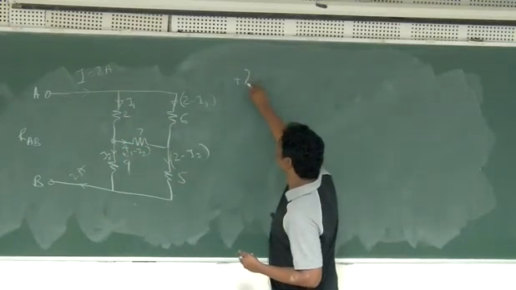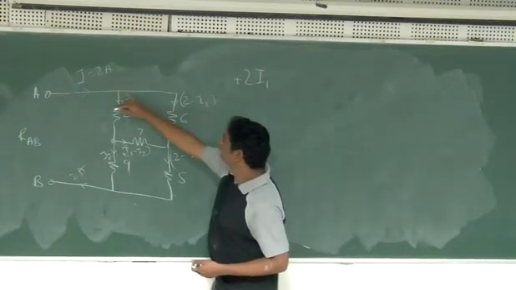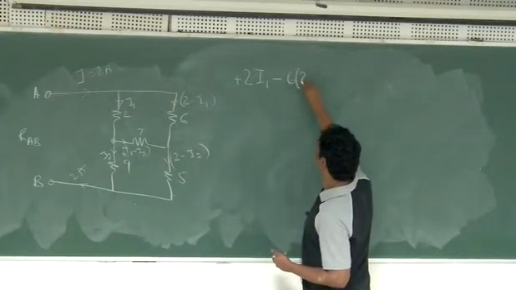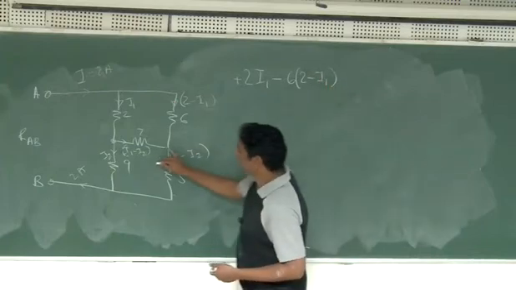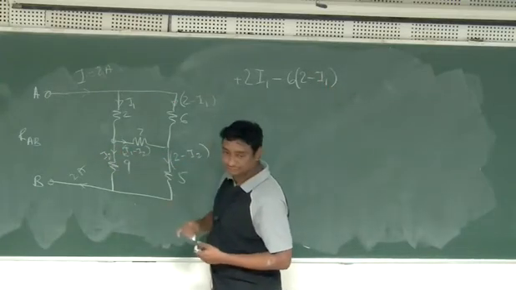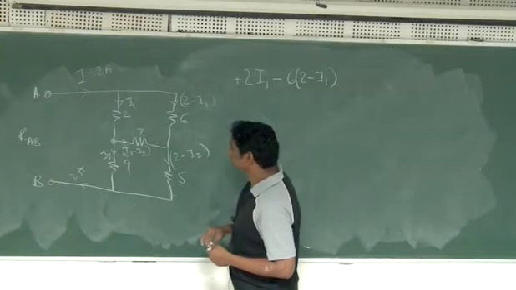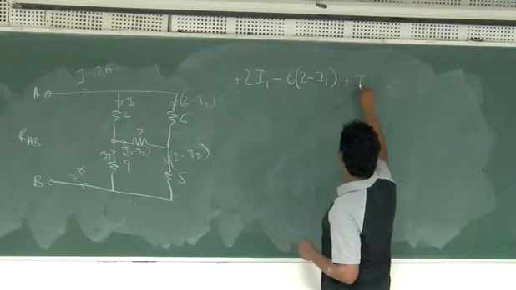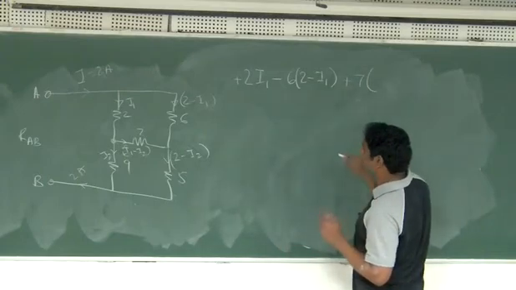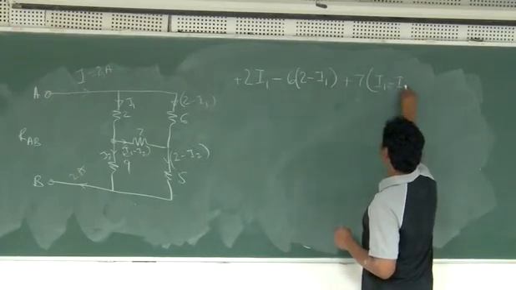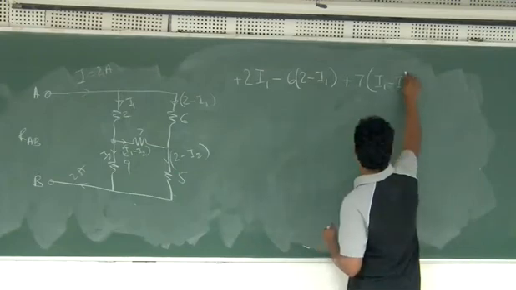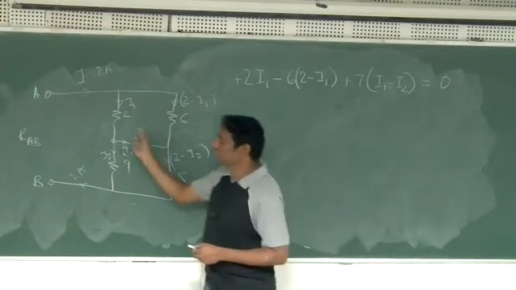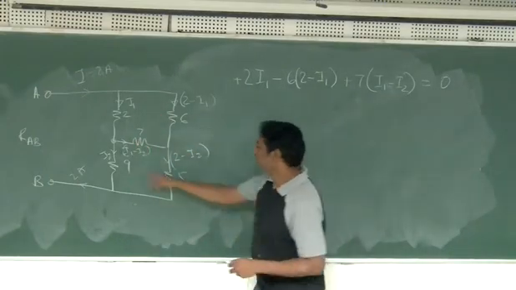So plus 2I1. Then from here to here nothing. From here to here I am losing the voltage, so minus 6 into 2 minus I1. From here to here, how much? Plus 7 into I1 minus I2. I was thinking what to do after the second equation. Anyway, this is equal to 0 because we know that in this loop the voltage is 0, there are no voltage sources.